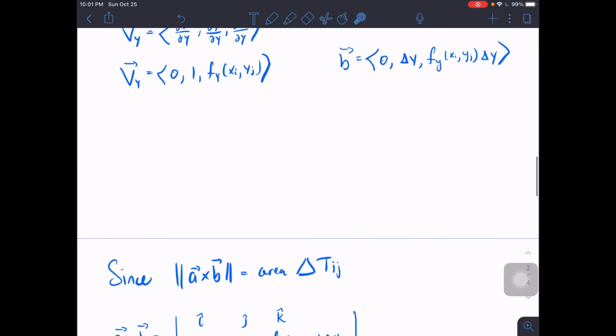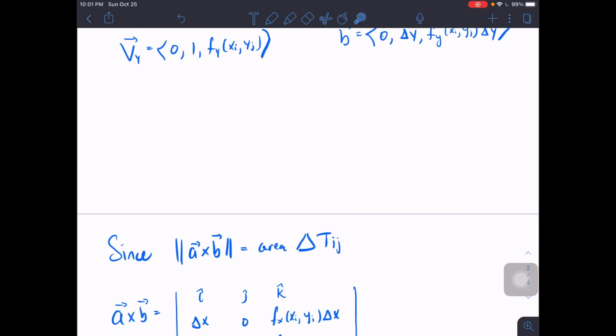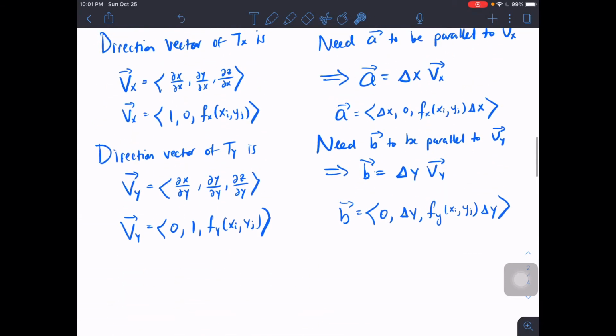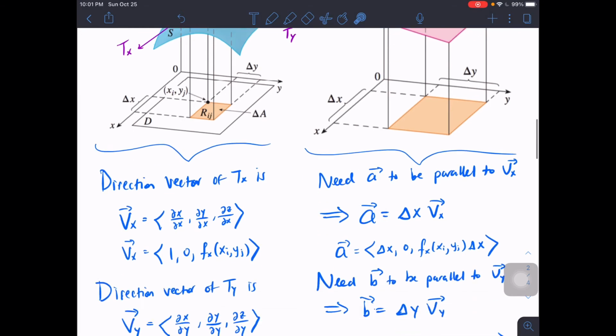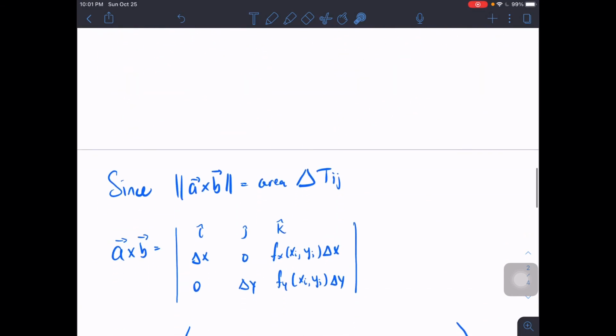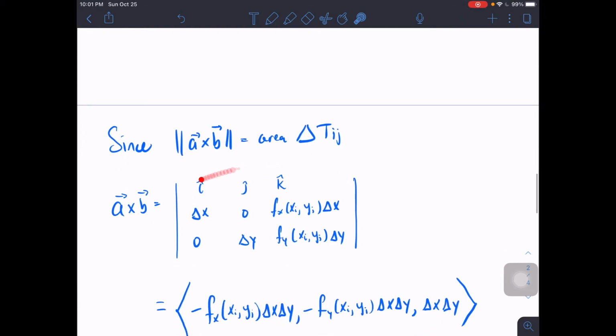And how do we find the area of those small parallelograms? Well, remember that since vectors A and B are the lengths that help us construct this parallelogram, we've learned this when we were doing cross products, that area equals the magnitude of the cross product of these two vectors that we've just constructed. And so then we take the cross product of these two vectors with the components that we just defined.